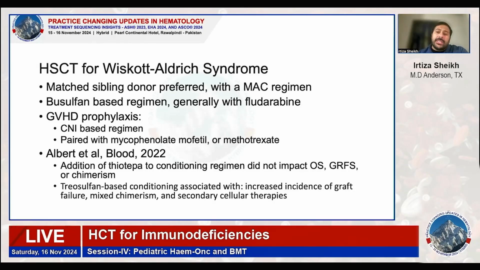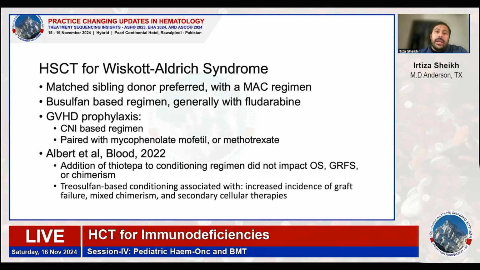And again, similar to SCID, GVHD prophylaxis with a calcineurin inhibitor-based regimen is what's preferred, paired with mycophenolate or methotrexate. There was a recent study published in 2022 where they compared the BuFlu regimen with the addition of thiotepa to BuFlu. And in fact, they found that just adding thiotepa did not lead to any differences in overall survival, in GVHD-free, relapse-free survival, also known as GRFS, or chimerism.